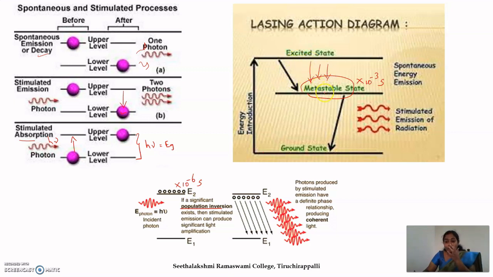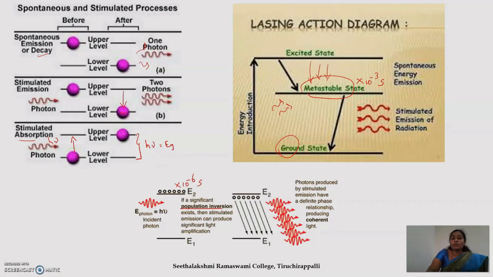So they are staying there for 10 raised to minus 3 seconds. Then obviously, when compared to the number of atoms in the ground state, now we have more number of photons at the metastable state. Now again, by this induced or stimulated emission, the photons are emitted to the ground state, and this emission is called stimulated emission.